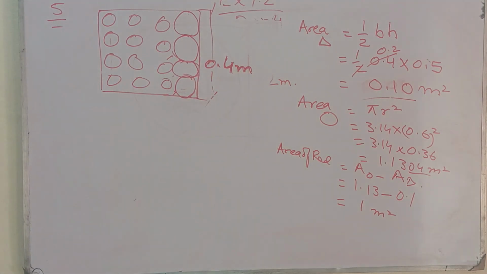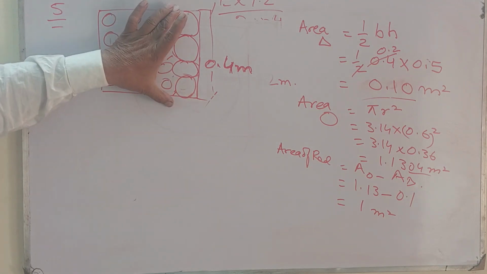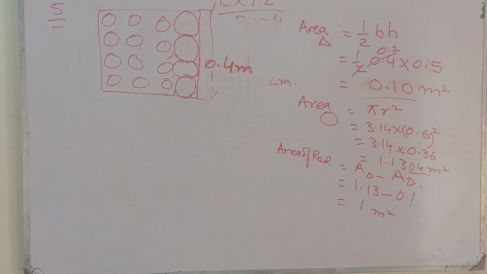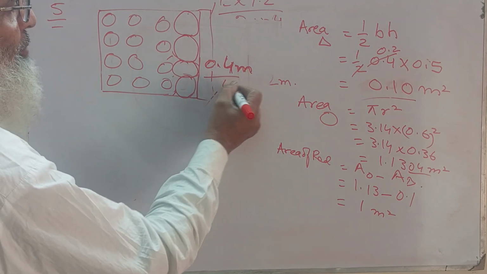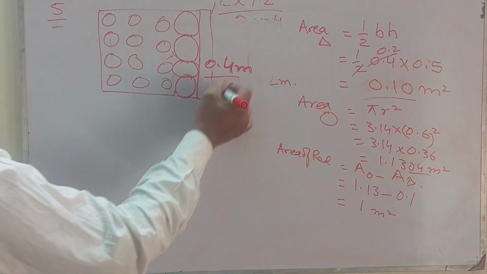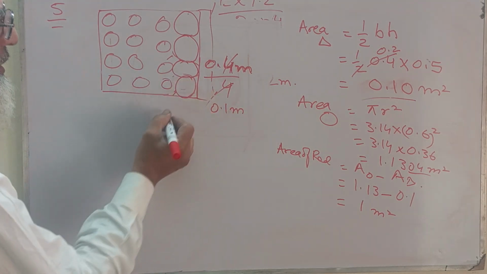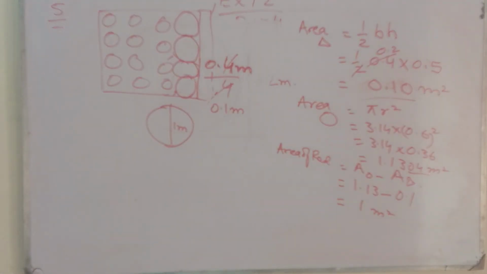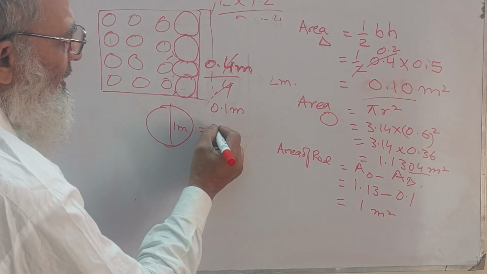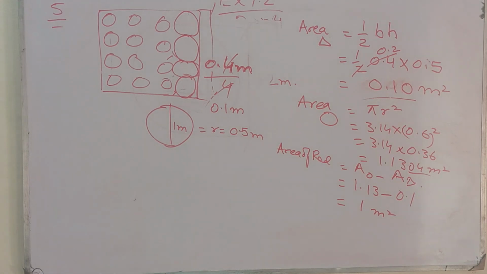This is 0.4 meters. Now just imagine that the diameter of four circles is 0.4 meters. Now what is the diameter of one? Just divide it by 4. It will become 0.1 meter. 0.1 meter is the diameter of one circle. And of course, what is the radius? Radius is equal to half of the diameter of each circle.